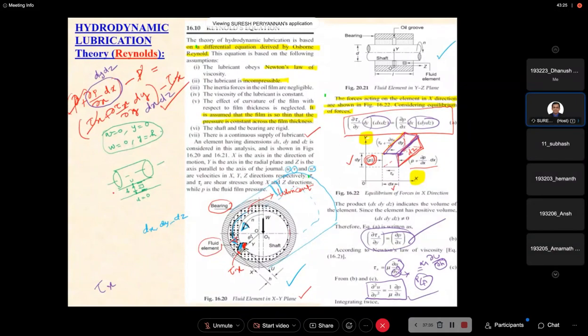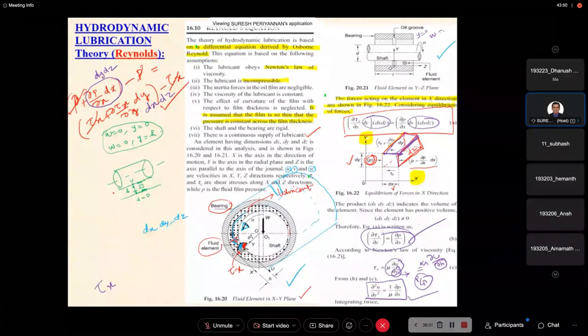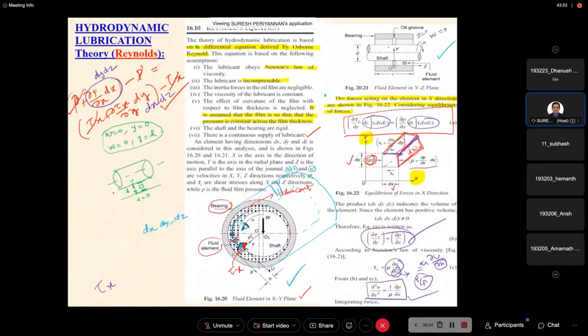Now this is the bearing in the yz plane. In the yz plane, the bearing looks like it is closed and there is no leakage. Hence at y equal to 0, w is equal to 0 on this bearing surface and journal surface. With respect to the z direction, the velocity of the fluid is 0, because both sides look closed, with no leakage.